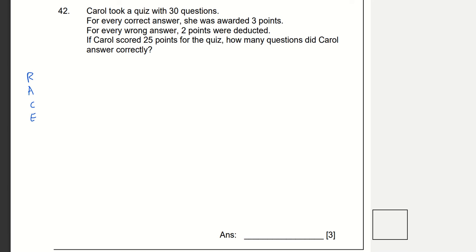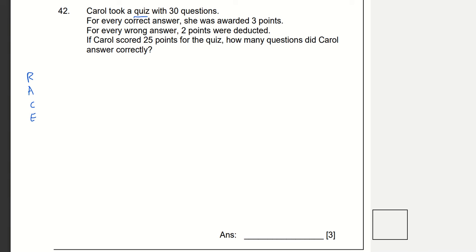Let's read the question. Carol took a quiz with 30 questions. For every correct answer, she was awarded 3 points. For every wrong answer, 2 points were deducted. If Carol scored 25 points for the quiz, how many questions did Carol answer correctly? Okay, it does sound a little difficult. Let's read it again, this time around with my annotations.